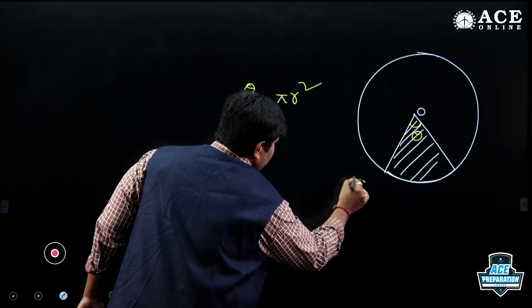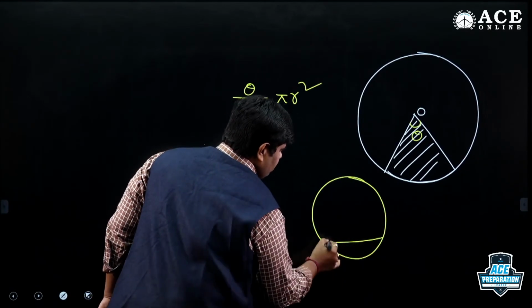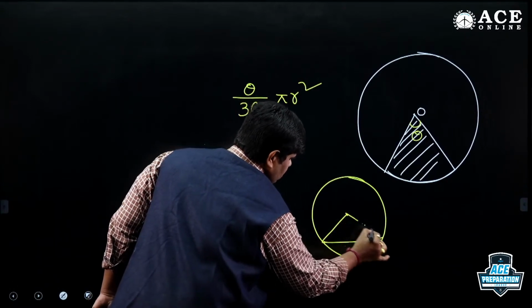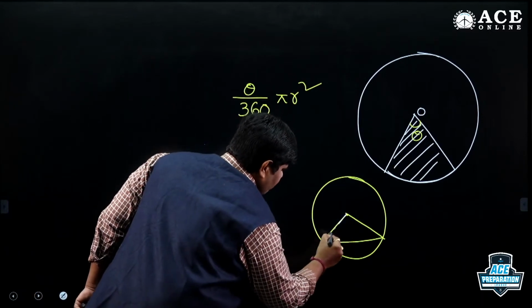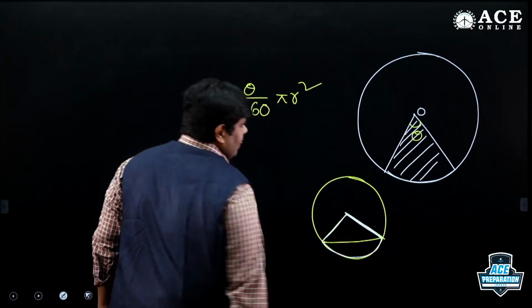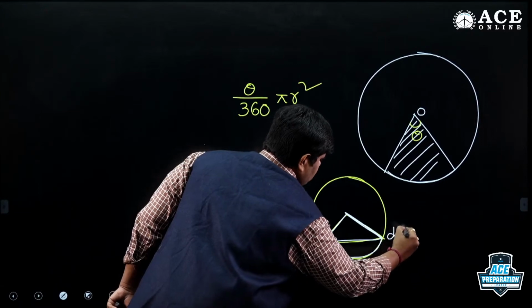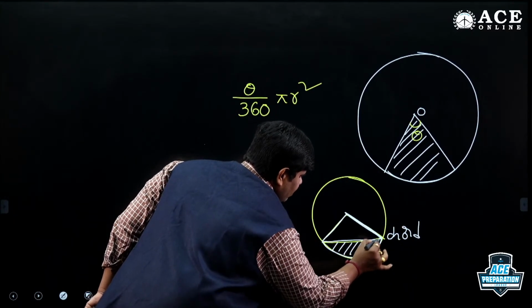In a circle, observe. Chord, center, sector. White color, observe friends, white color, this is sector. Okay, chord. I want this part area, I want this part.